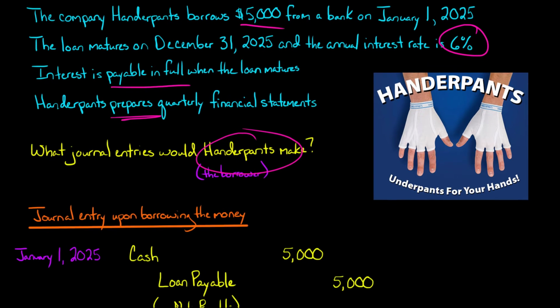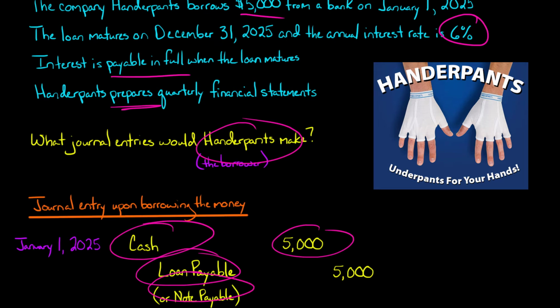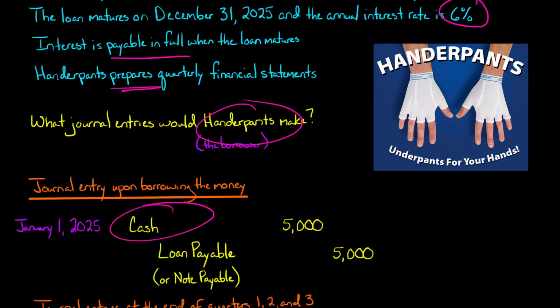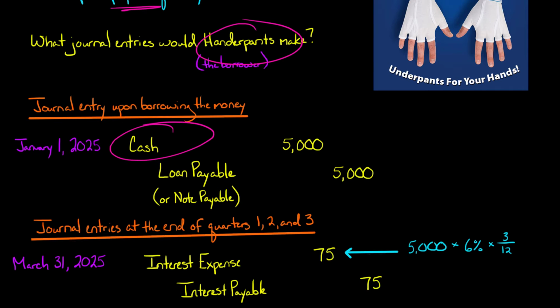So let's have the journal entry upon borrowing the money. What is Handerpants going to do? They're going to debit cash for $5,000, and then they're going to credit either loan payable or note payable for $5,000. Okay, it's very common to see either loan payable or note payable, which, note payable just means there's a promissory note that the borrower has signed, right? They mean basically the same thing, right? There's a loan.